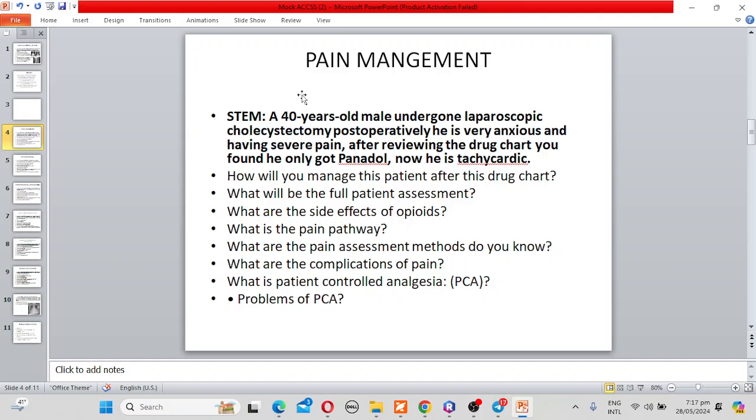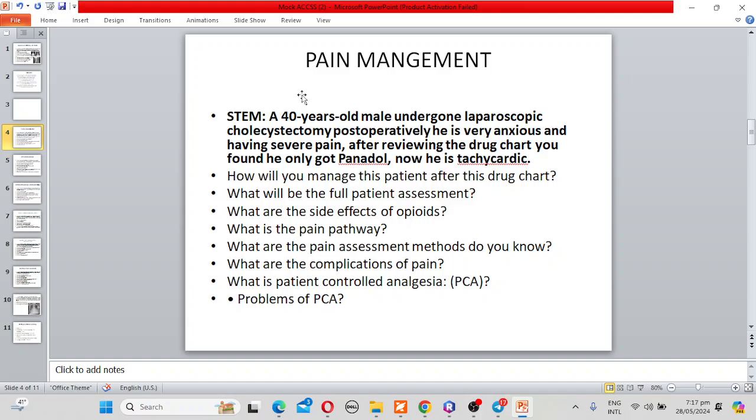Side effects of opioids: first miosis or pinpoint pupil, and respiratory depression, and constipation, and aspiration, and hypotension. Okay, all right. So there are a few things that I would like to add in this one as well. Now, tell me what is the pain pathway?